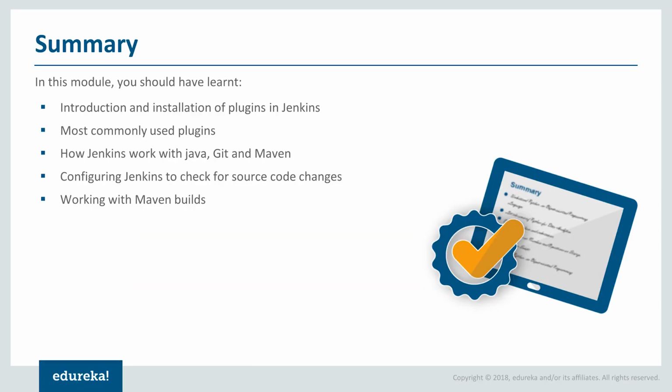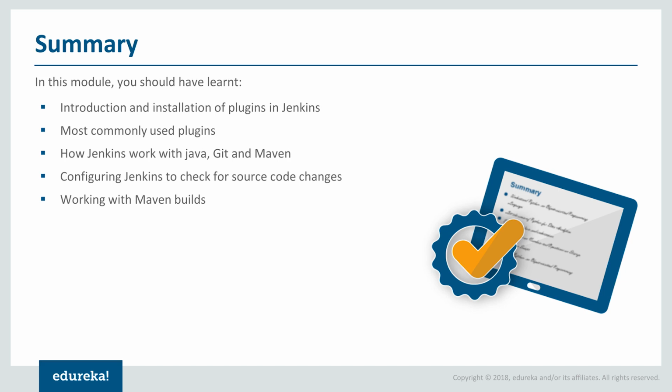So we have come to an end of this module, and we have spoken about introduction and installation of plugins in Jenkins. We saw how to install and remove the plugins. Then we spoke about some of the most commonly used plugins in Jenkins. Then we saw how Jenkins works with a Java project which is using Git as a source code management tool and Maven as a build tool. And remember, if you are working with Maven, you need to have pom.xml, one of the files which has all the instructions with regards to compilation with Maven.